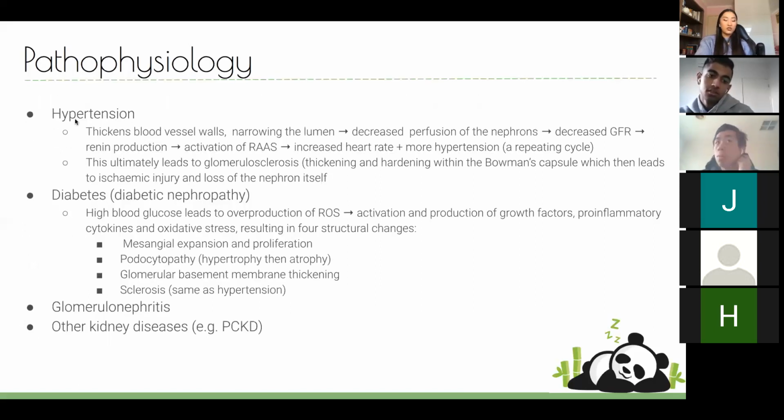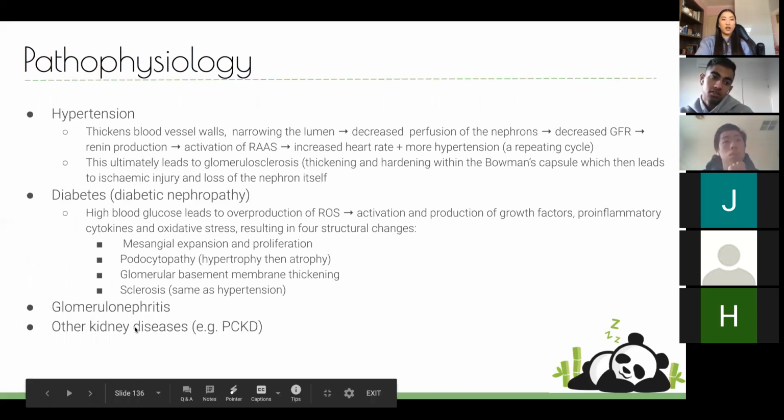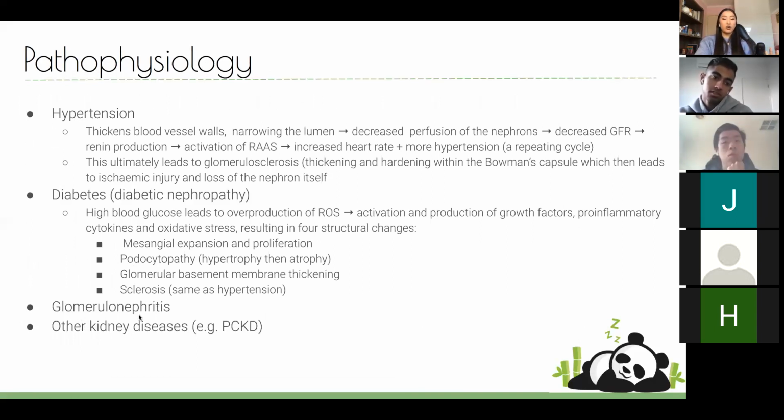So the pathophysiology for each of the causes is here. Glomerulonephritis is basically just an accumulation of damage over time. Hypertension is to do with thickening of the blood vessel walls, which causes narrowing of the lumen, which causes hypoperfusion, and then you get RAS activation. And it's actually a cycle. So the RAS will increase the blood pressure even more because it thinks the hypoperfusion is due to cardiovascular failure. So it's like, let me just increase the blood pressure to increase perfusion, but actually it's the hypertension that is causing the problem because you're getting vascular damage.